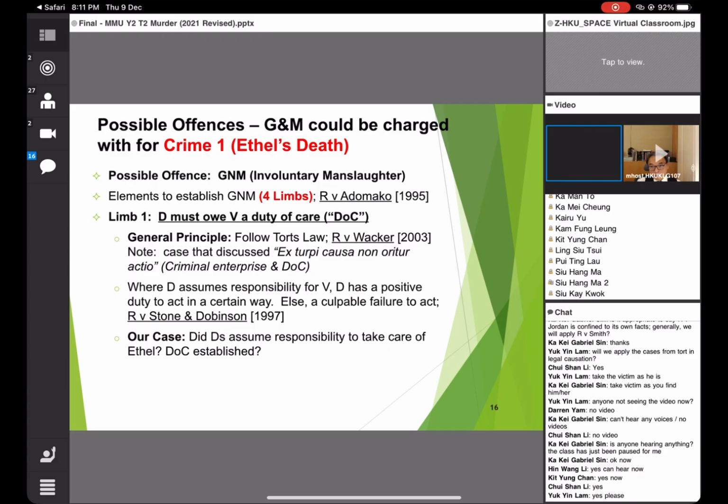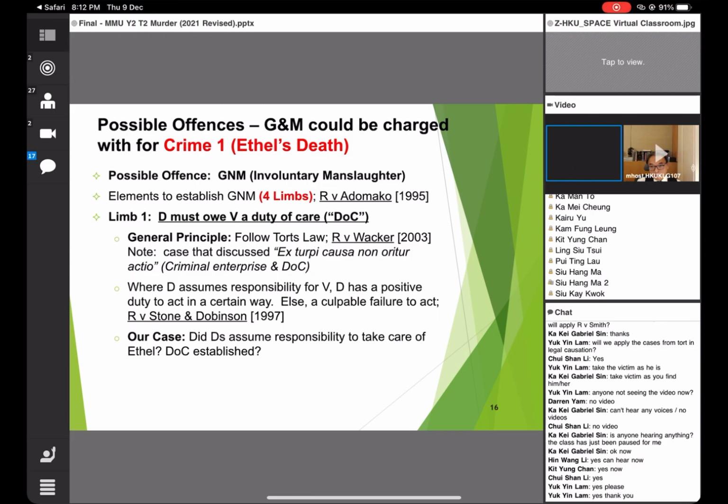Applying our law to the facts of the case: did the defendants, George and Mildred, assume the responsibility to take care of Ethel? The answer is yes. Is there a duty of care there? Can that be established? I would tend to argue yes, because we apply the tortious law of the duty of care, just like negligence in tort. We apply that because of the case of R v Wecker 2003. Hopefully, I have answered your question about whether we will apply the cases from tort in legal causation.